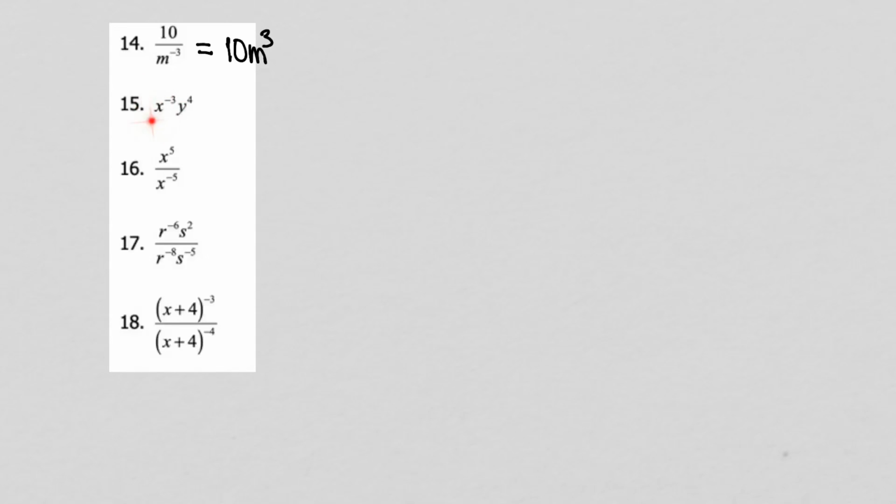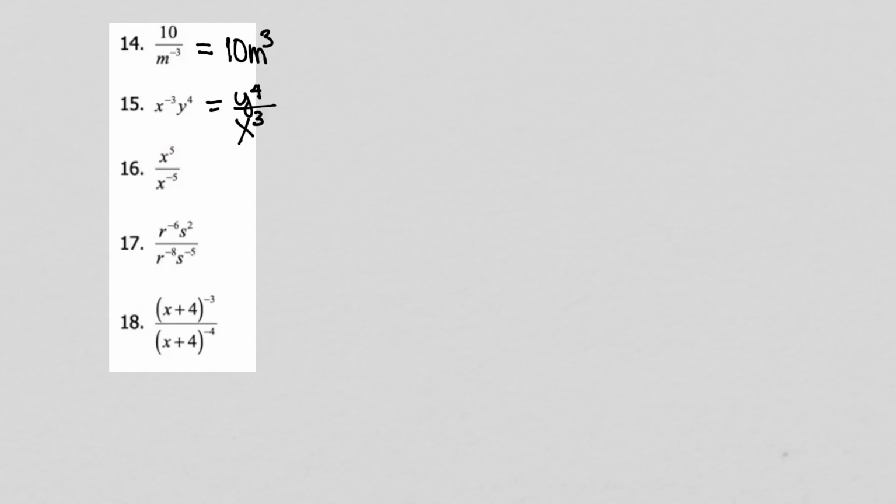In 15, we've got a negative exponent here, but we can eliminate it. We can make it positive if we drop the base into the denominator. Right now it's in the top. Move it to the bottom. So we can write this as y to the 4 over, now drop the x down, x but to the positive 3.